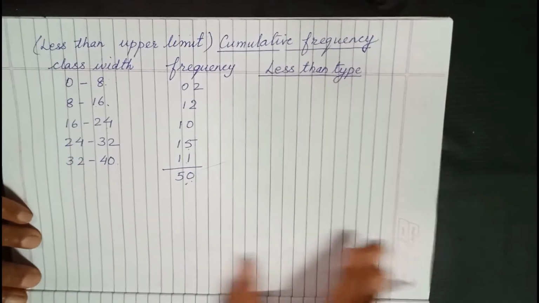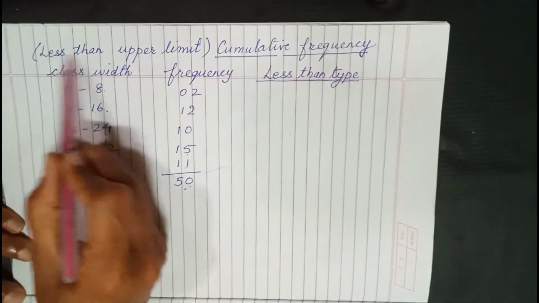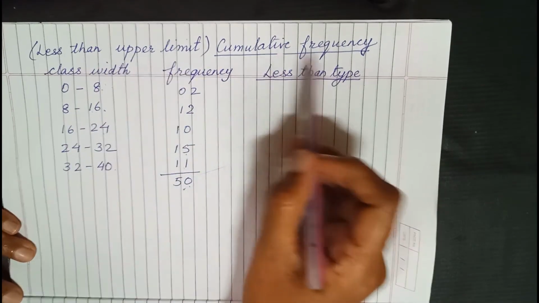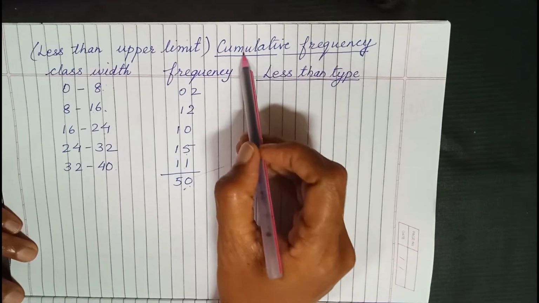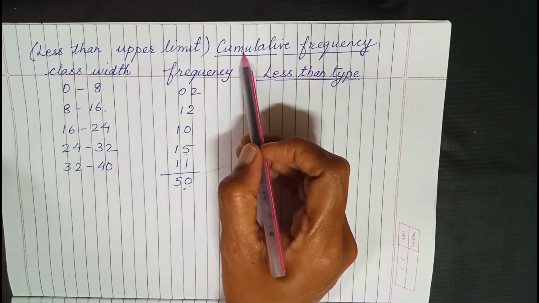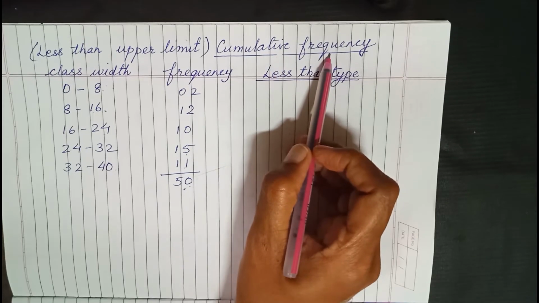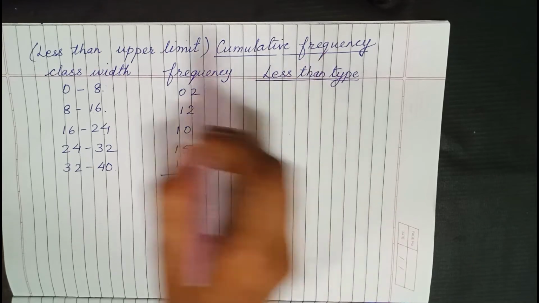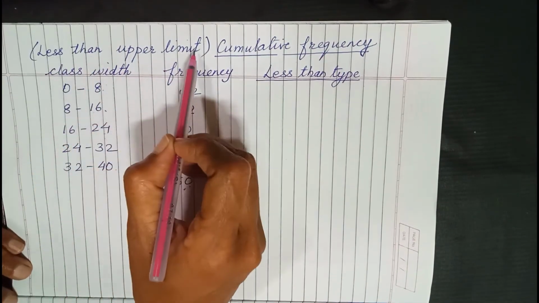Let's start a new topic, which is called as less than the upper limit, cumulative frequency. What do we mean by cumulative? It is nothing but total. What is the total frequency? And of what we have to find the total? Less than the upper limit.